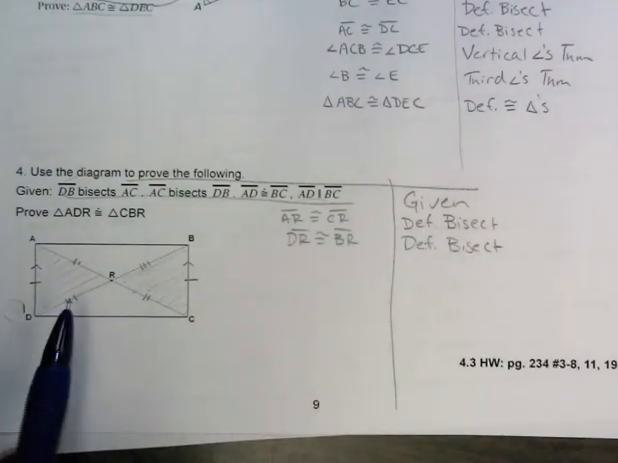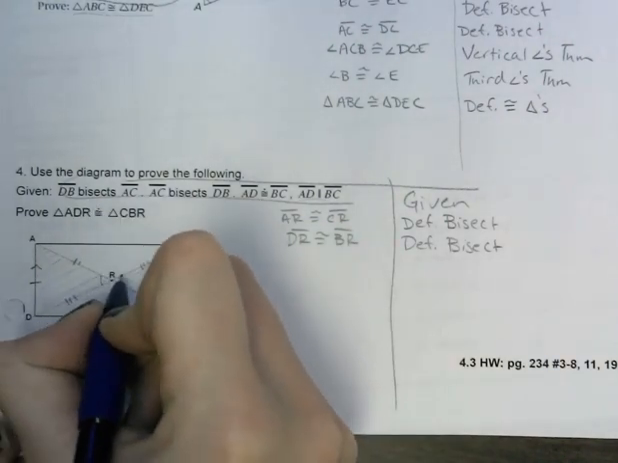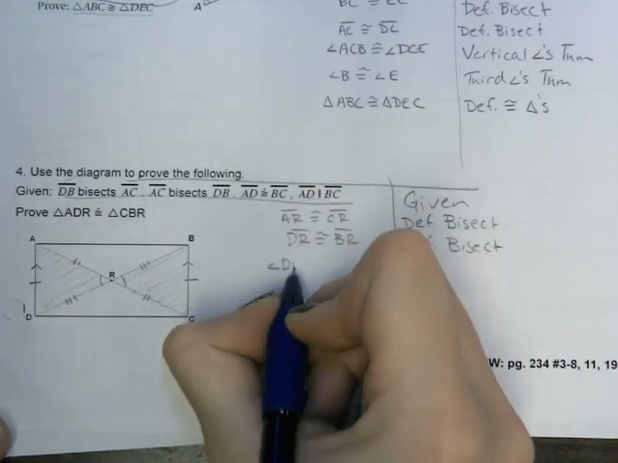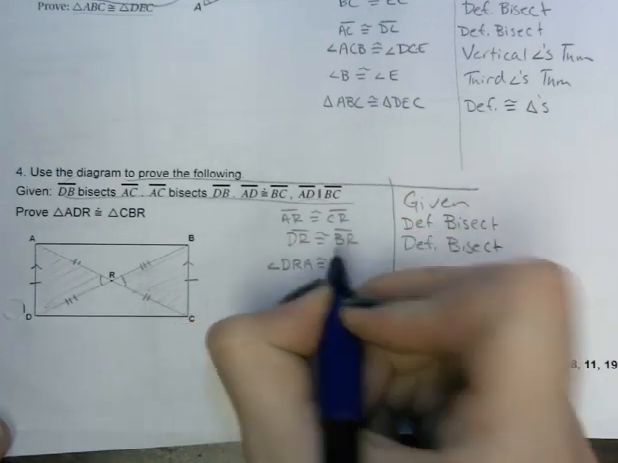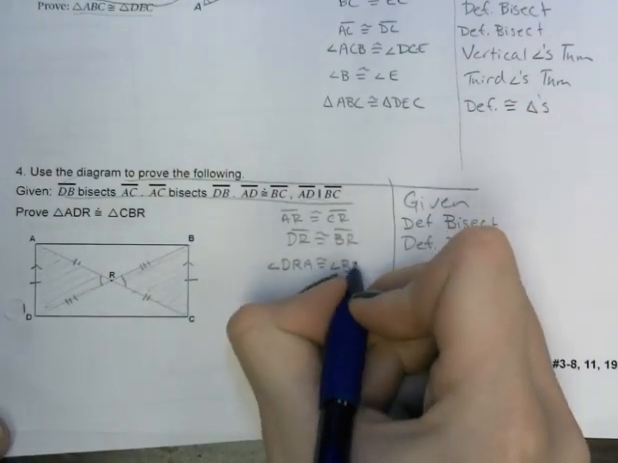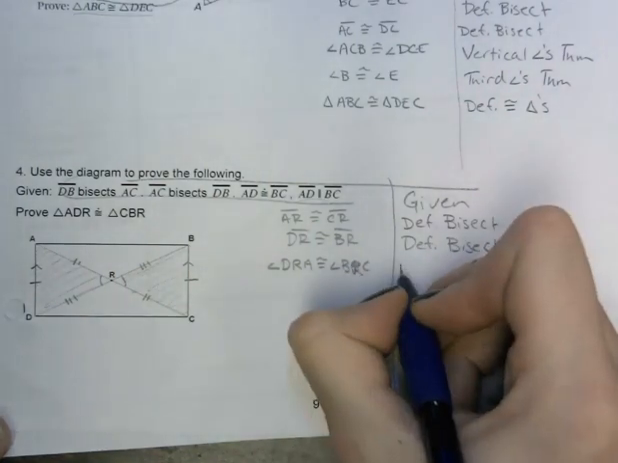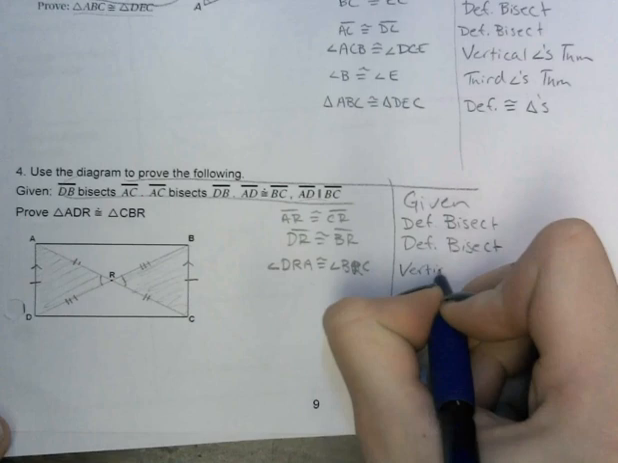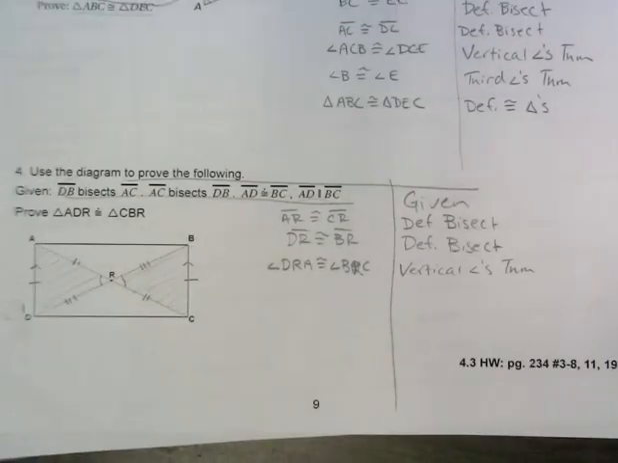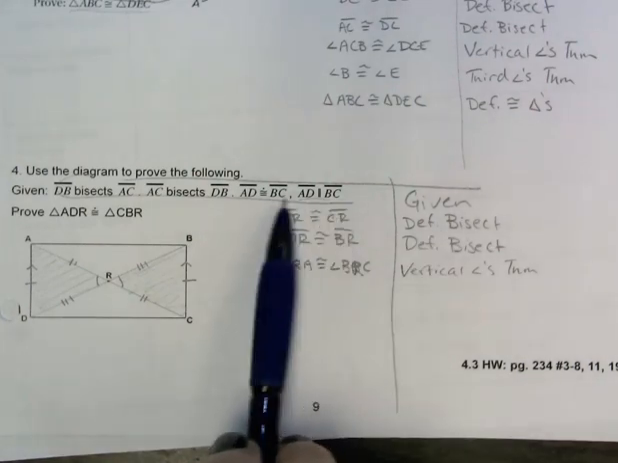Okay, so now I've got another pair of vertical angles I can see here. I've got around R, so angle DRA is congruent to, and D and B are corresponding, so I'm going to do angle BRC. Oh, sorry, that should be an R. RC by the vertical angles theorem. So this is looking a lot like the other proof we did, but I don't have an angle already given to me as congruent. But I do know something about when I have parallel lines.